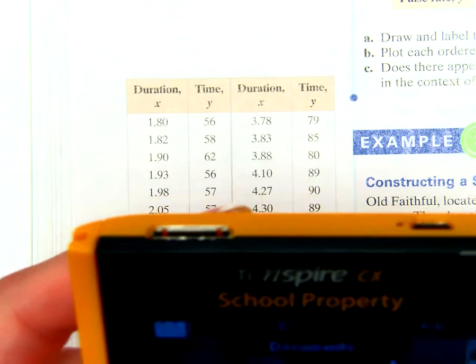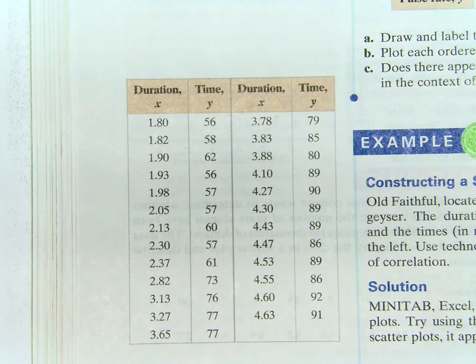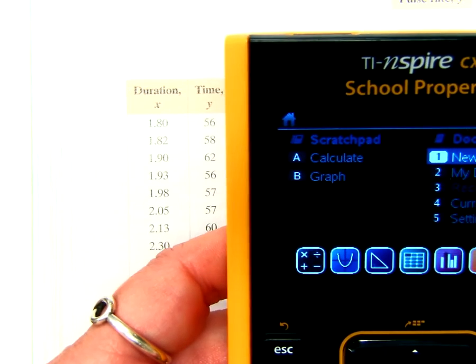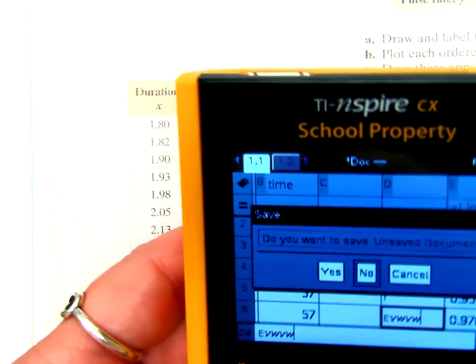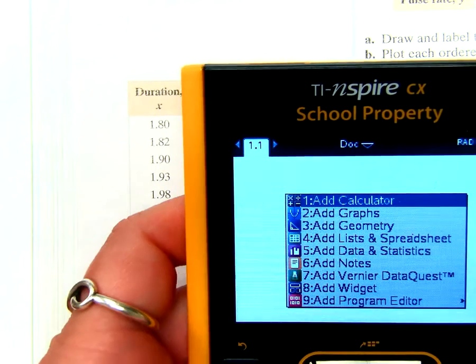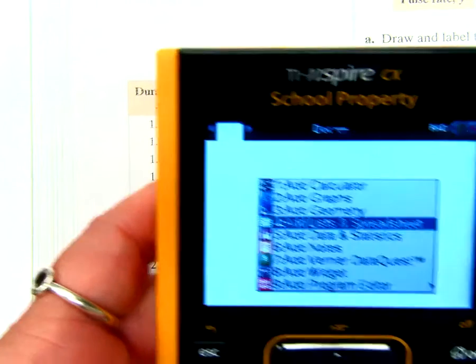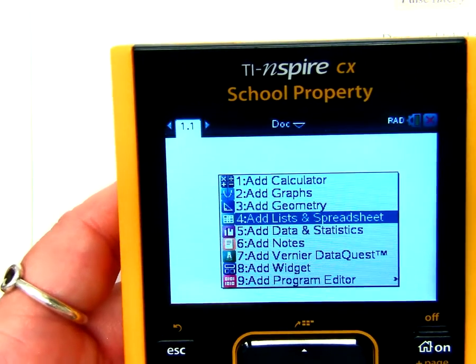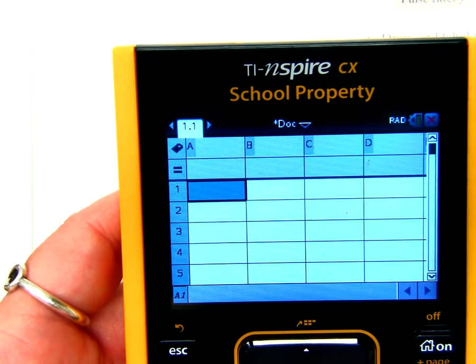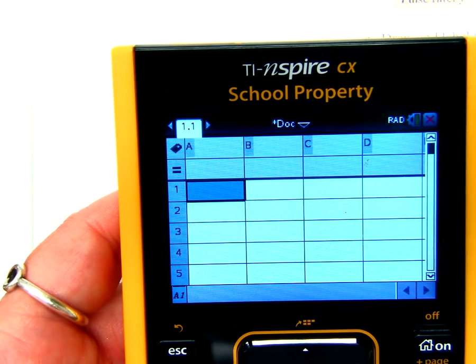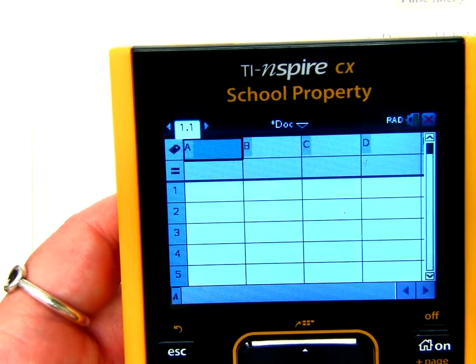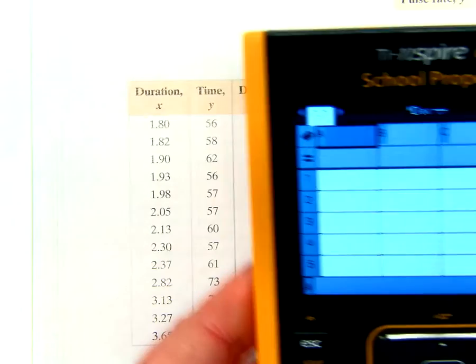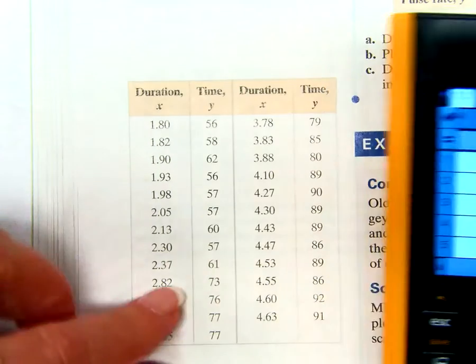First thing we're going to do is turn our calculator on. That's a very important step. We want to make a new document. So home, new document. No, I don't want to save my old one. And I want to make a list and spreadsheet document. So it literally looks like a spreadsheet, doesn't it? So I'm going to arrow up, right up here. What is my X variable called in this data right here?